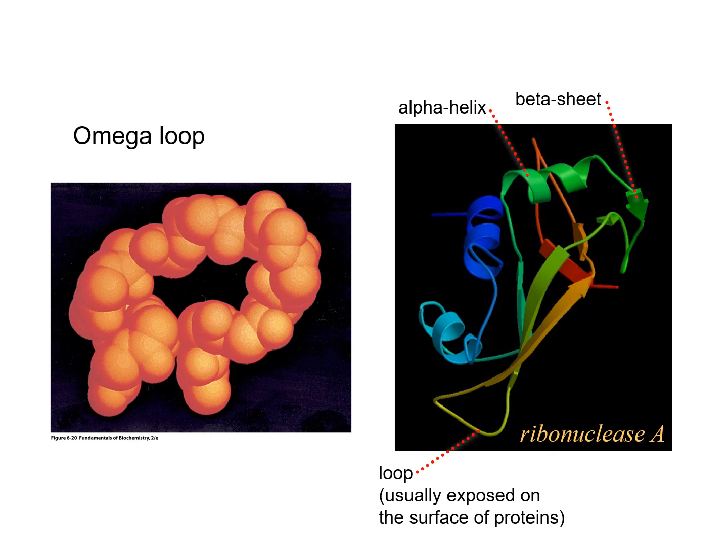And this is an example of a protein structure of ribonuclease A, where you can see multiple alpha helices as well as beta sheets too. And between these two beta strands, there's a loop that links these two strands, and this is exposed on the surface of the protein for its functionality.